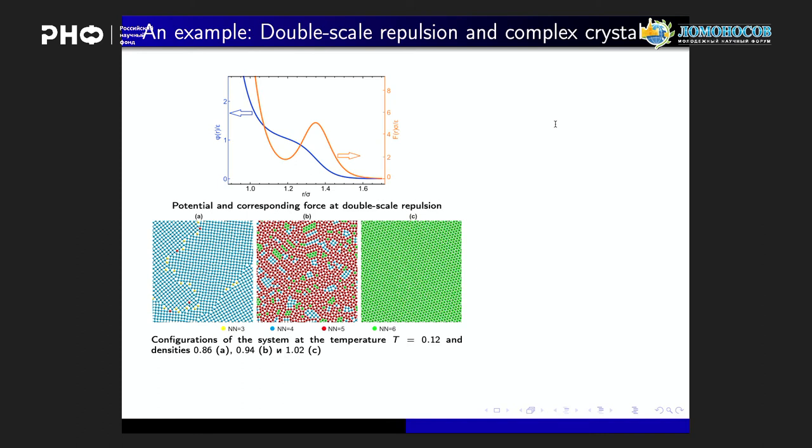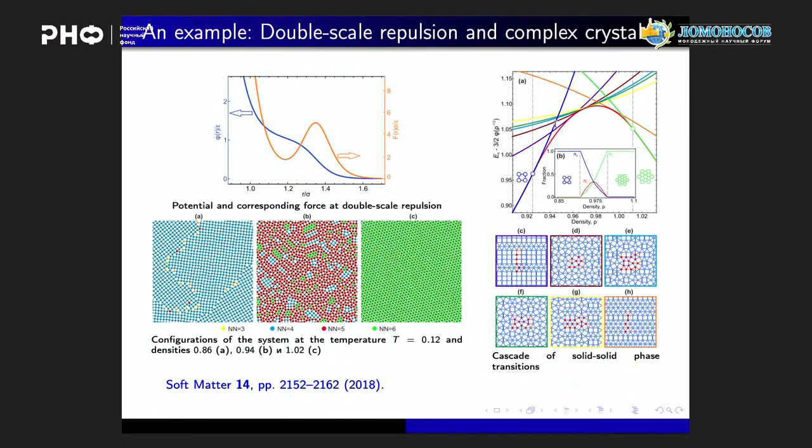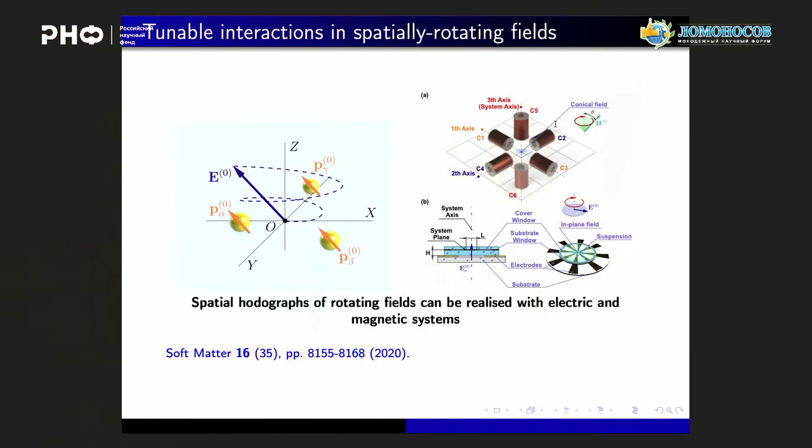It could be not only a triangular or square lattice in a monolayer, but also a lattice with quasi-crystalline order, known as quasi-crystals. And depending on the density, we could obtain very different kinds of complex crystalline structures shown here, the cascade of solid-solid phase transitions. And also, using particle-resolved studies with colloids, we could study the mechanics and the statistical physics of phase transitions between these complex crystalline structures. So the tunable interactions in spatially rotating fields could be arranged with magnetic or electric fields.